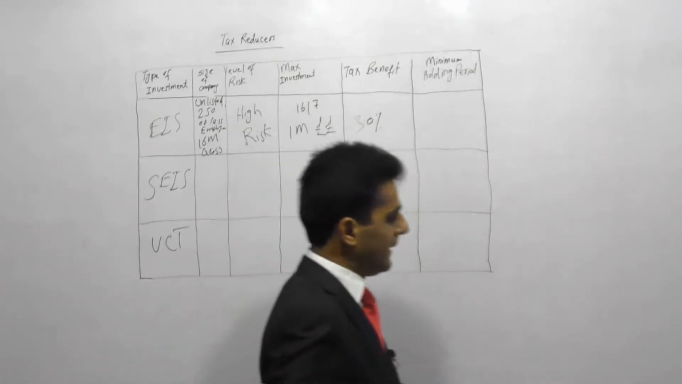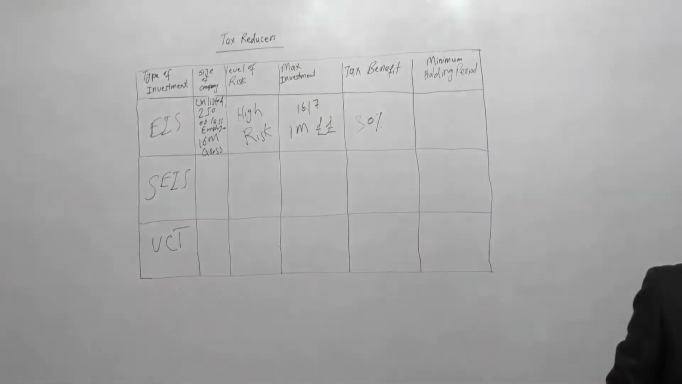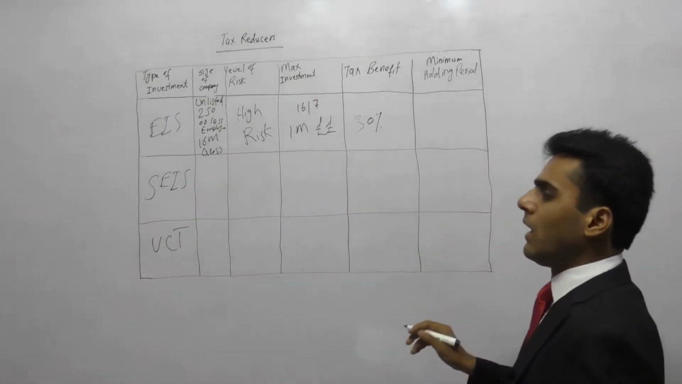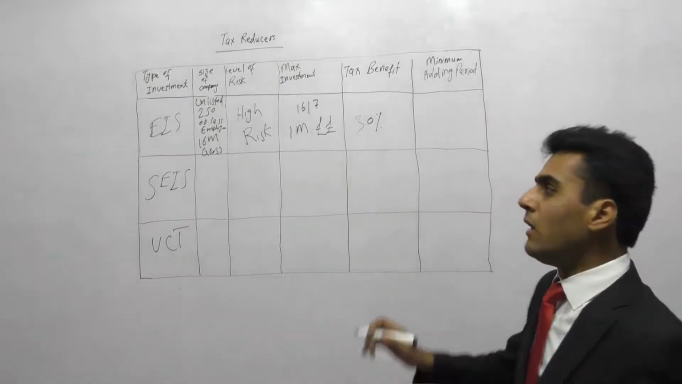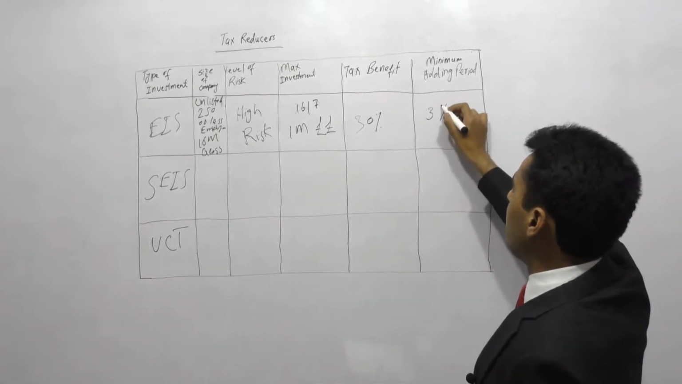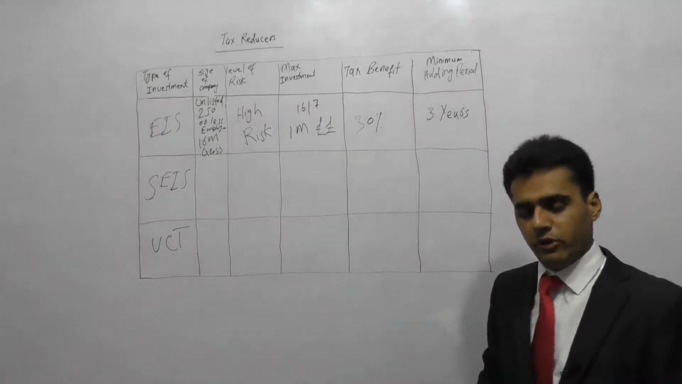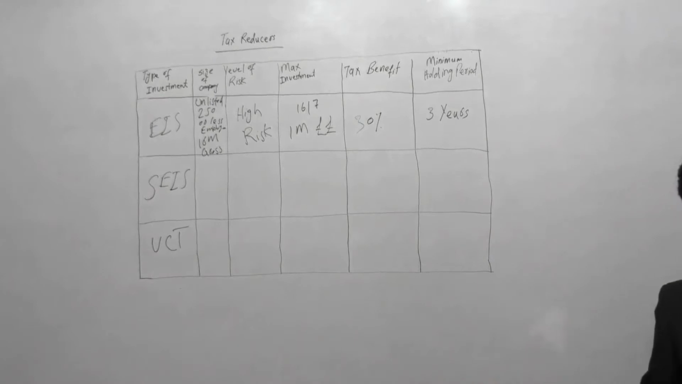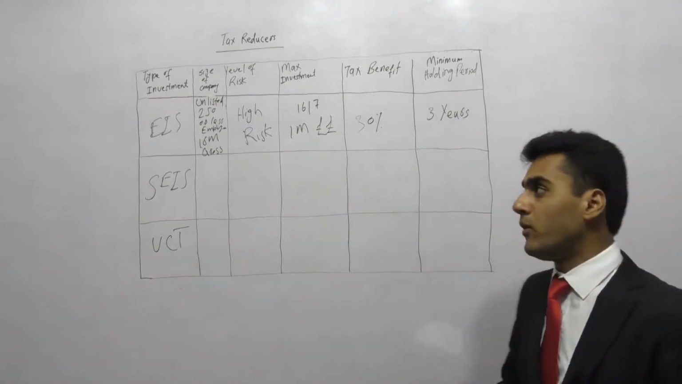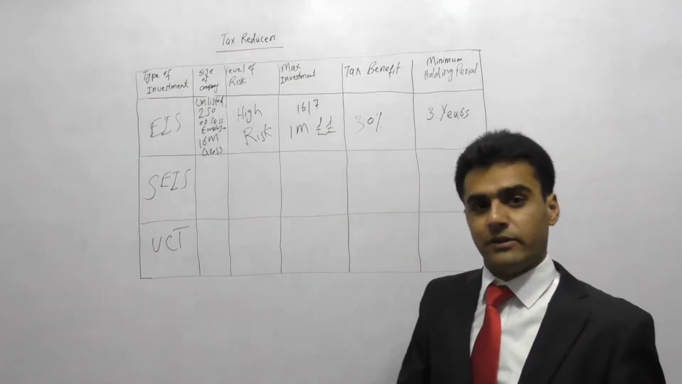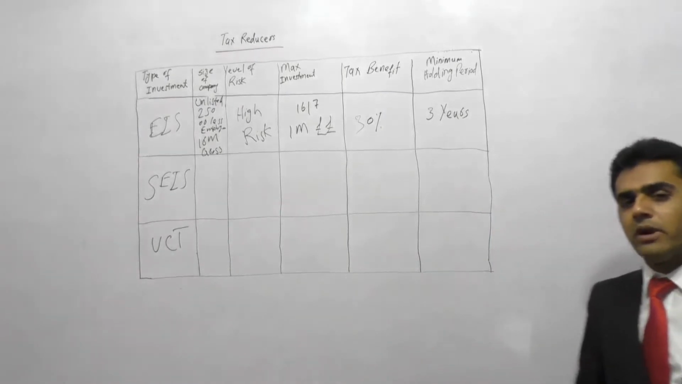Now that specific period is known as the minimum holding period. So when I buy the shares, I will have to keep those shares for a minimum of 3 years. I cannot sell these shares before 3 years. Obviously I can sell the shares, but I won't get the 30% relief if I sell them before 3 years.